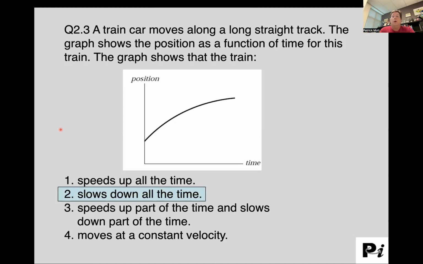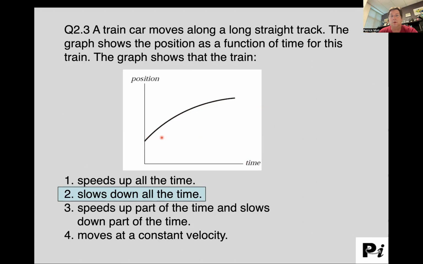Right. So this is showing a case where the train is going slower and slower all the time. I keep laying down lines that are tangent to the curve, and the slope of that line is getting shallower and shallower. Okay, so this is slowing down all the time. If we were speeding up all the time, the slope of the tangent curve would have to be getting steeper and steeper. That's not what we see.